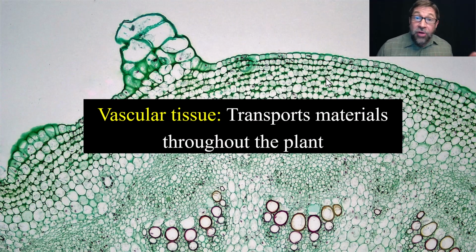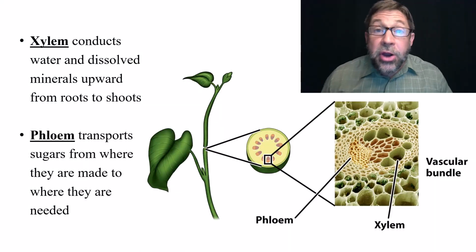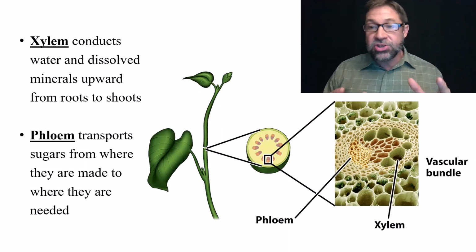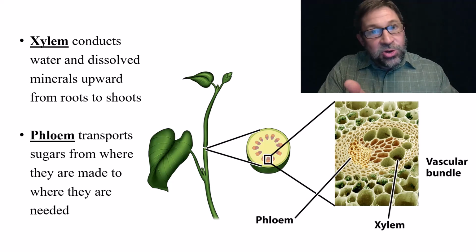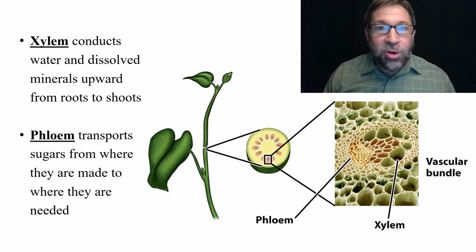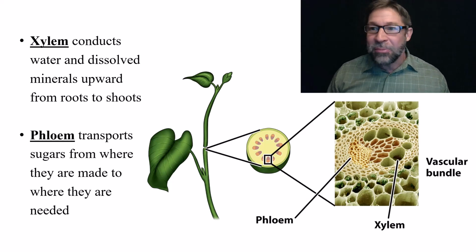The primary function of vascular tissue is the transportation of materials throughout the plant. There are two types of plant vascular tissues. The xylem, notice that xylem starts with an X, and the phloem. Don't forget to go with the phloem.